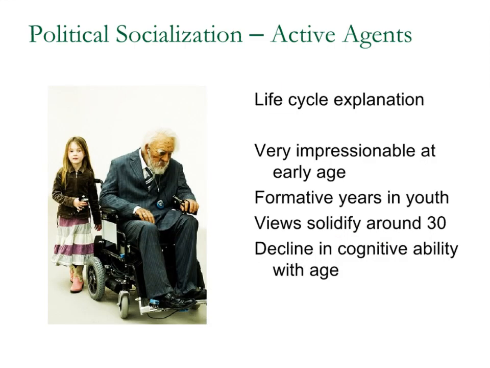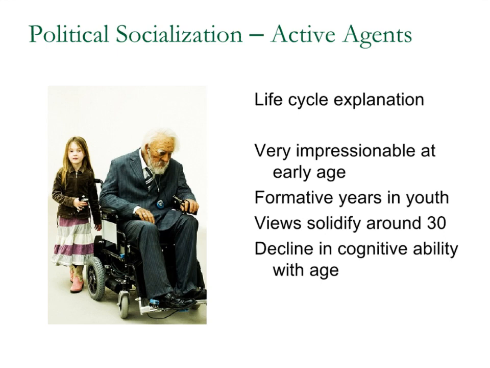Let's shift focus now to the active agents of socialization. Now remember, the passive view is that people are sponges, whereas the active view is that the socialization that occurs is a function of the interaction of people with their environment, with the prevailing political culture. And one theory of active socialization is the life cycle explanation, that people's socialization and their susceptibility to passive socialization alters as they go through life.